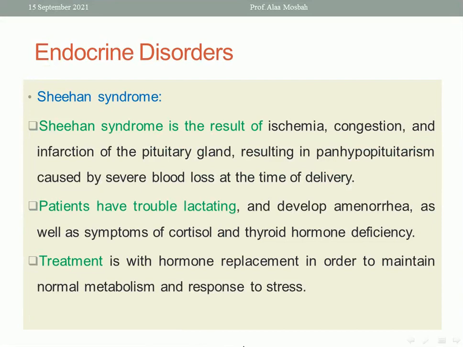Sheehan syndrome is the result of ischemia, congestion, and infarction of the pituitary gland, resulting in panhypopituitarism caused by severe blood loss at the time of delivery. Patients have trouble lactating and develop amenorrhea, as well as symptoms of cortisol and thyroid hormone deficiency. Treatment, of course, is with hormone replacement therapy in order to maintain normal metabolism and the response to stress. So I should give the hormones deficient due to panhypopituitarism.